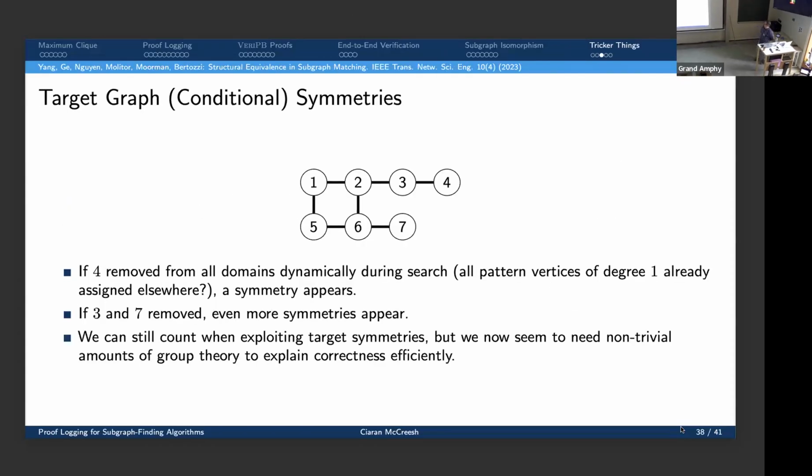Target graph symmetries, conditional symmetries. This graph isn't symmetric, but suppose that during search we managed to remove vertex 4 from every variable's domain. Then we would end up with a symmetric graph. Can we count when exploiting target symmetries and where some of these symmetries are conditional? This could be a very interesting challenge.